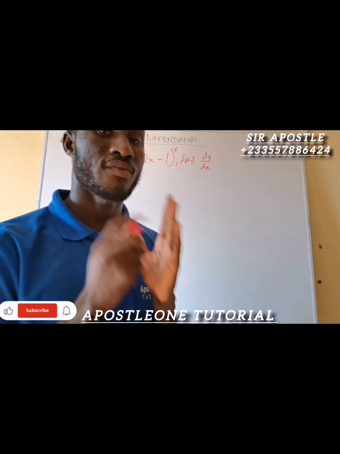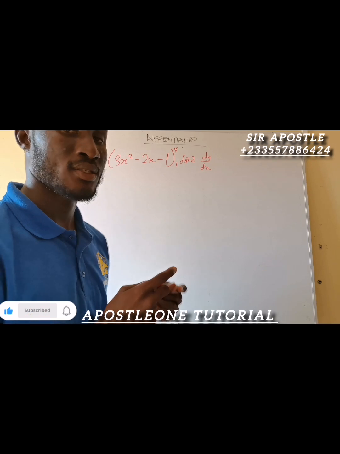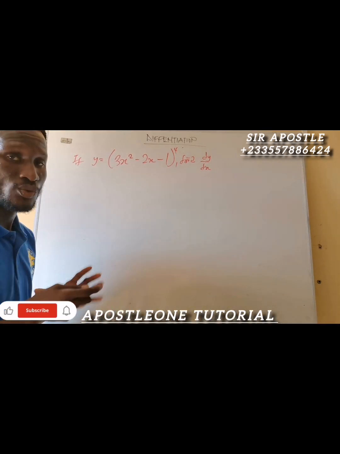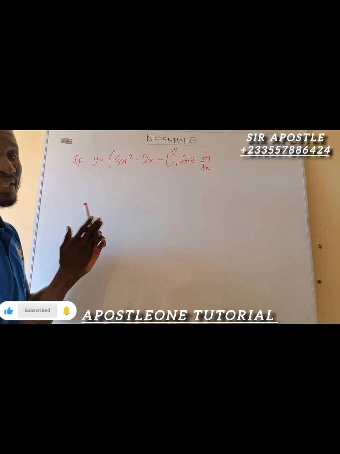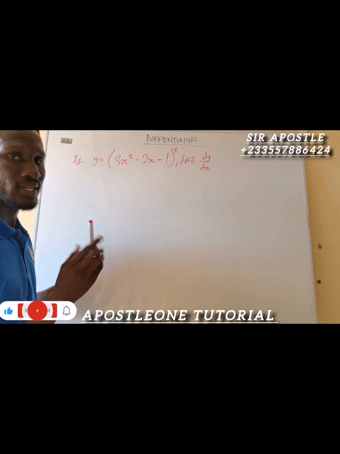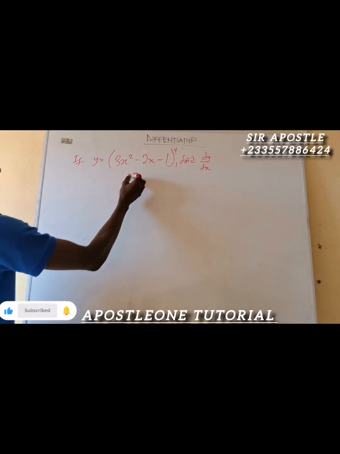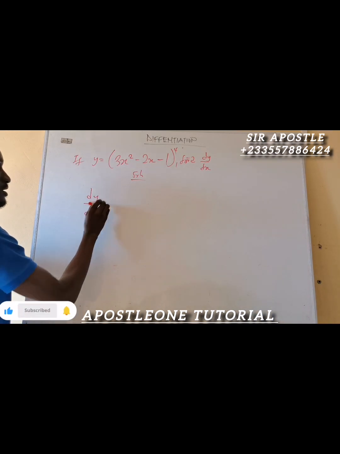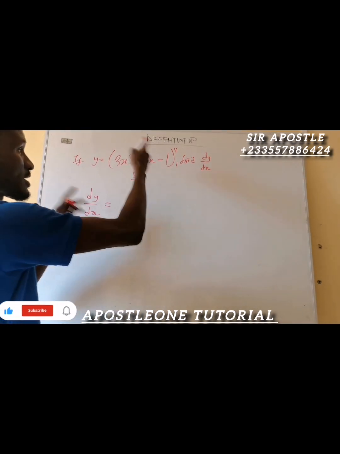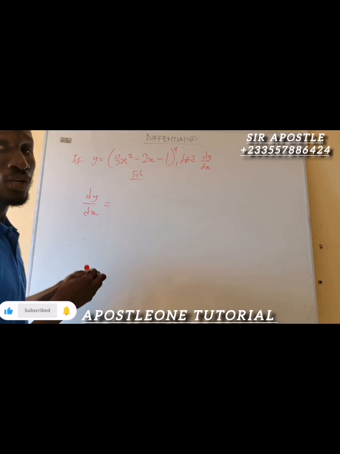We are still on differentiation, and this one is function of a function. We are still applying chain rule. Now, what do we do? I'm going to apply the direct method, and then we go through that way. So, how do you find this one? We are going to find dy dx. How do you find dy dx? You differentiate the whole thing. How do we differentiate the whole thing?